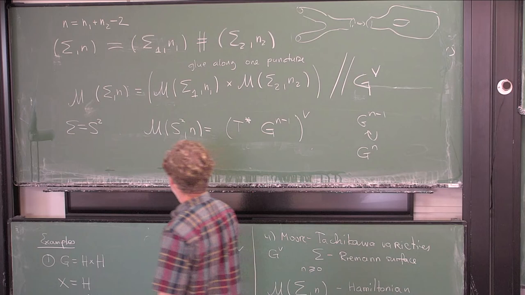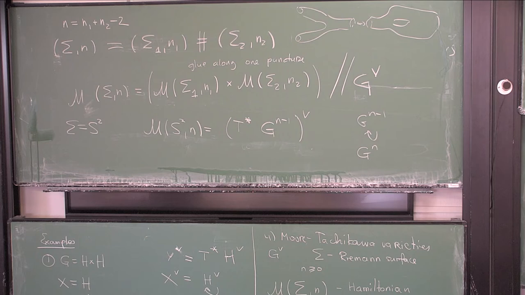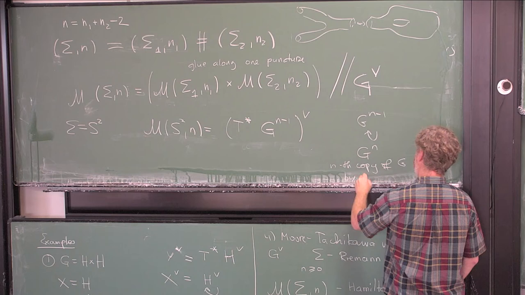So again, you can deduce from the physical construction that a priori that should be it. So let me write it: the nth copy of G acts by diagonal right translations.